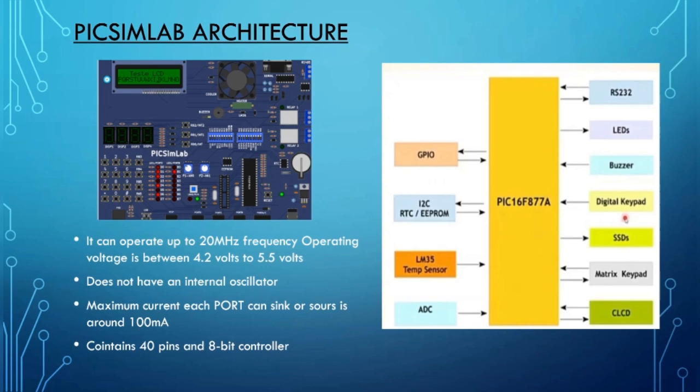This is the PICSimLab architecture. It contains 40 pins and is an 8-bit controller. It can operate up to 20 MHz frequency. Operating voltage is between 4.2 volts to 5.5 volts. The PIC16F877A has main pins. Those are CLCD, buzzer, LEDs, and ADC.